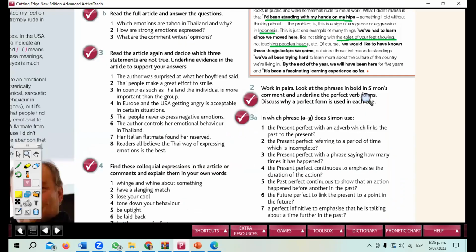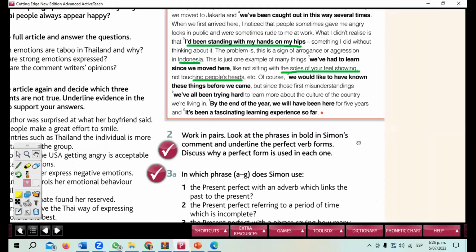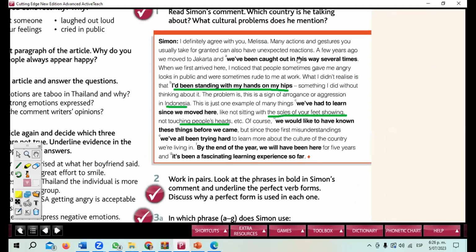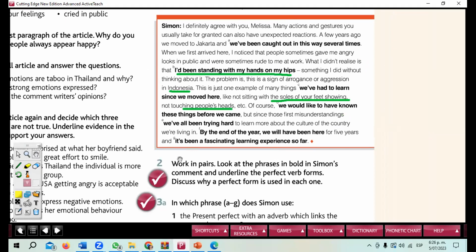All right. So you can see here, we have some sentences that are in bold. So what we need to do is underline the perfect tense in each sentence, okay? Let's do, I will delete here so we can have them all. And let's underline only the perfect tense in the sentence. For example, I will do the first. We've been caught out in this way several times. The perfect tense is we've been caught, okay?